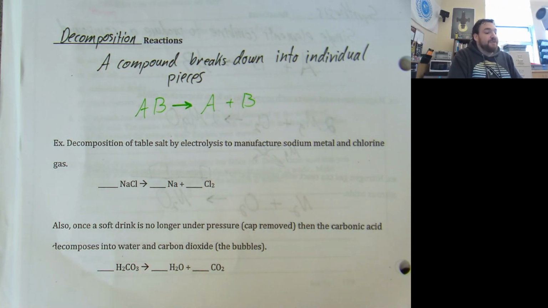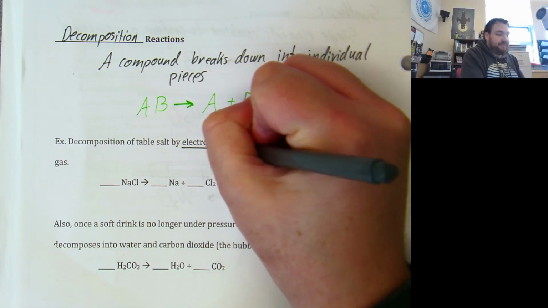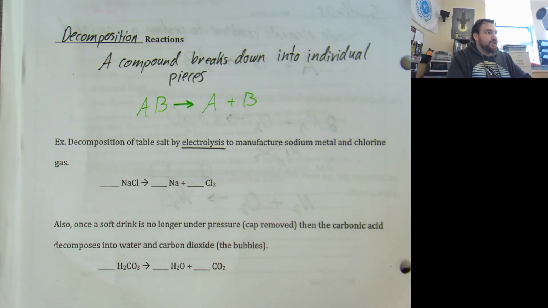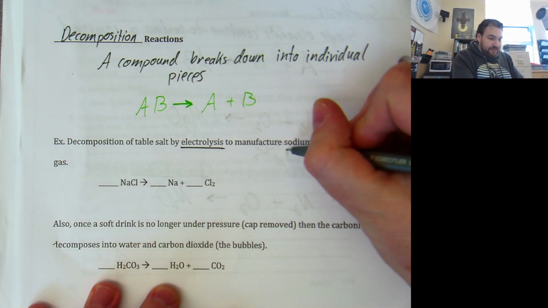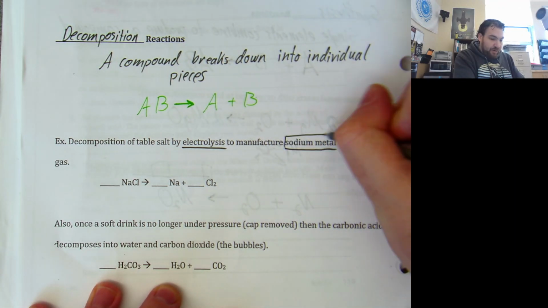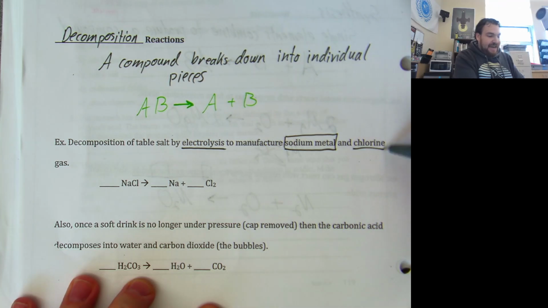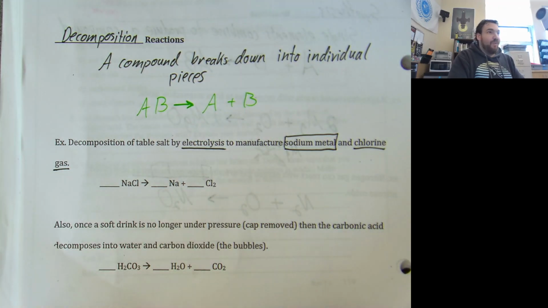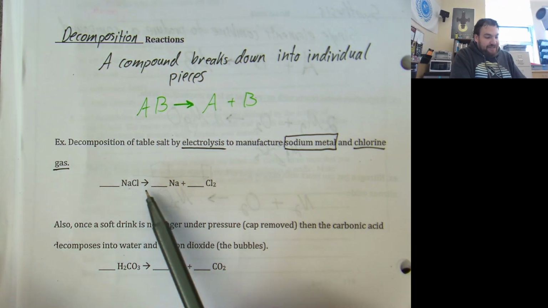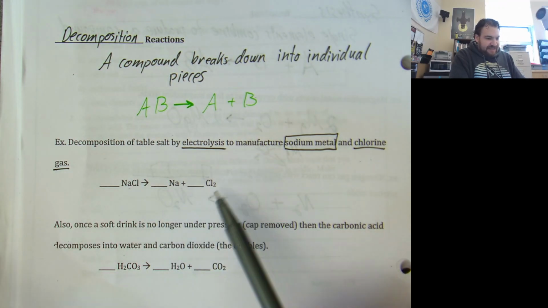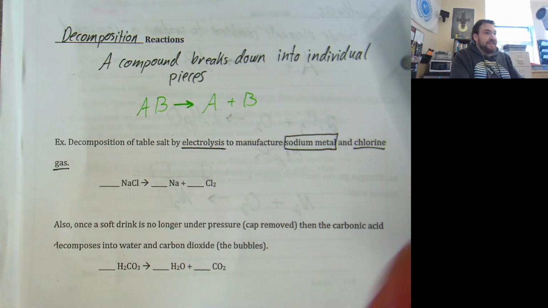The decomposition of table salt by electrolysis. Electrolysis is a procedure where you run an electric current through a compound. You might have a crystal salt, and then you electrify it. When you do that, you produce sodium metal, so sodium on its own as a pure element, and chlorine gas, which is wildly toxic. So you get something like this: NaCl breaks down to produce Na and Cl2. You just break it up into its individual parts.